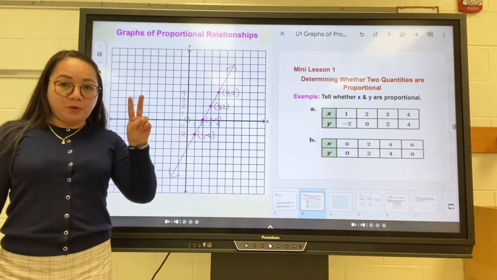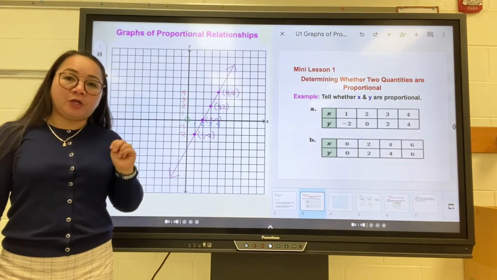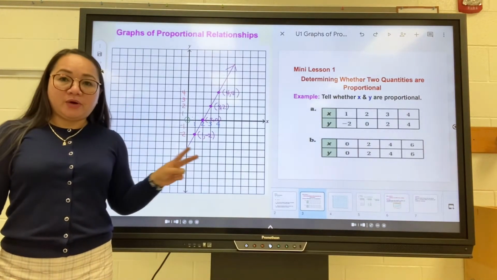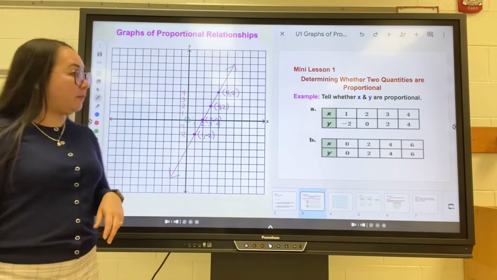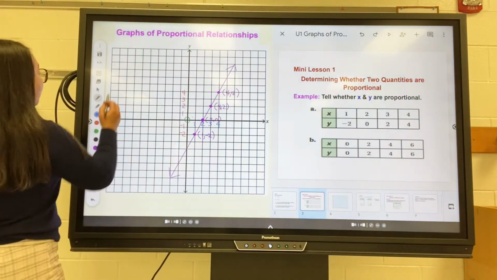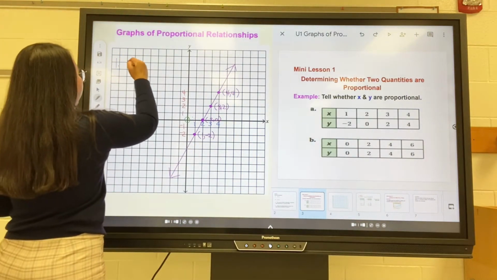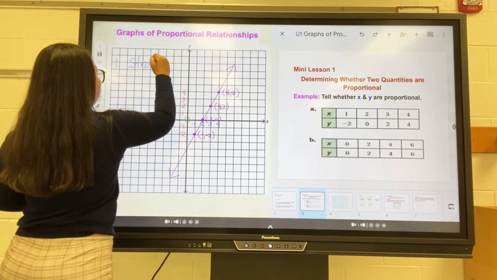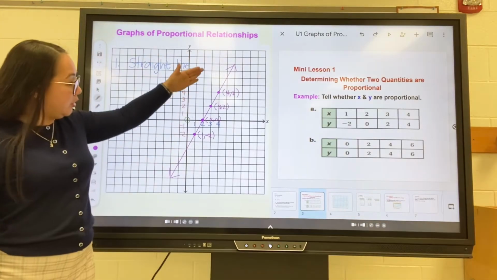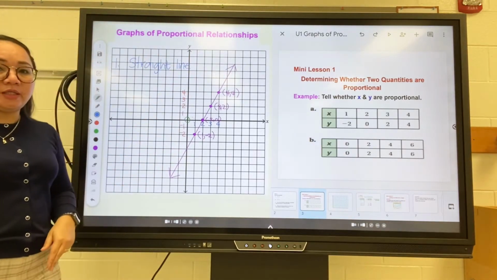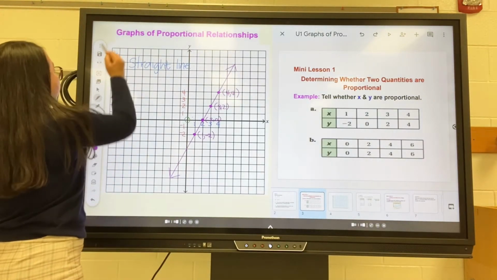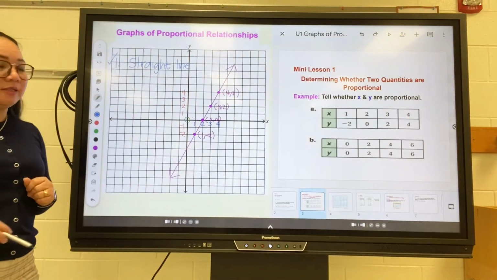Now there are 2 points that you should remember in order for you to identify if the graph is proportional or not proportional. So the first one, the graph should be a straight line. And we notice here that the graph is a straight line. So this is correct. This qualifies.